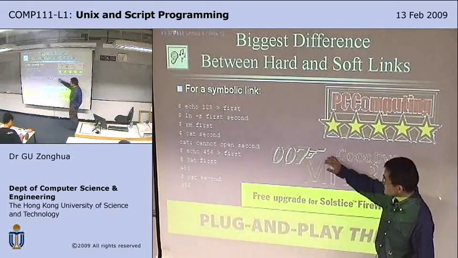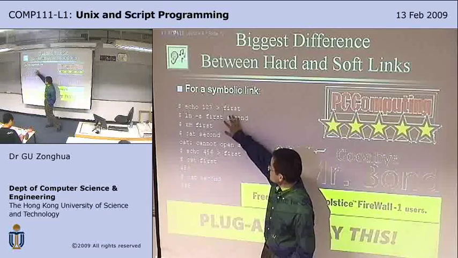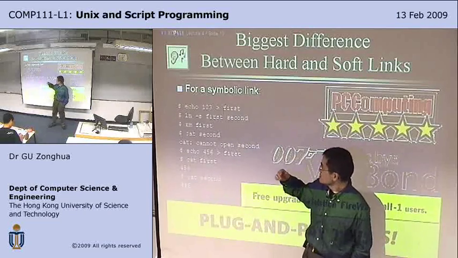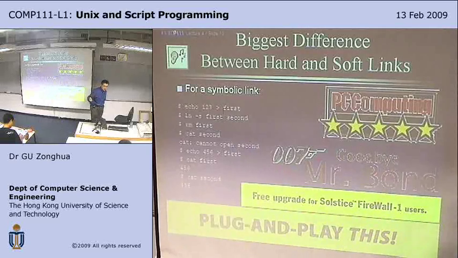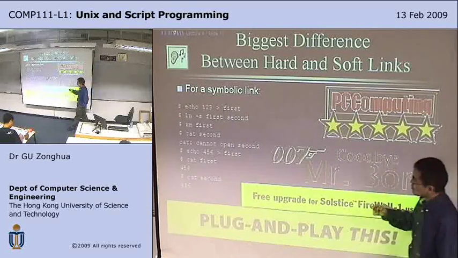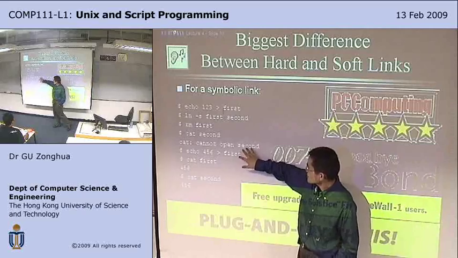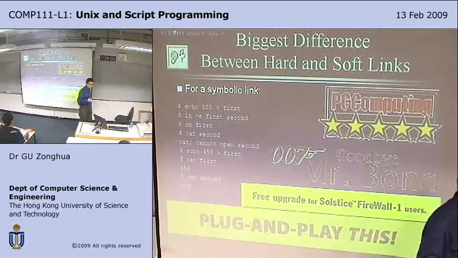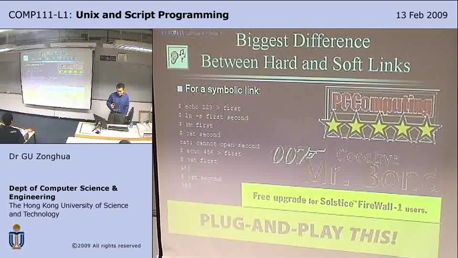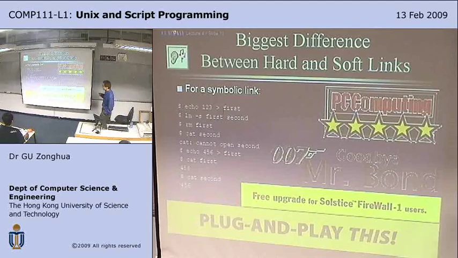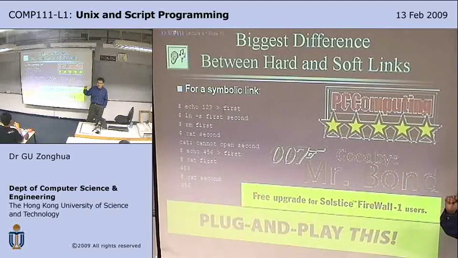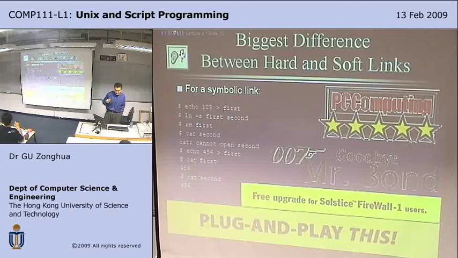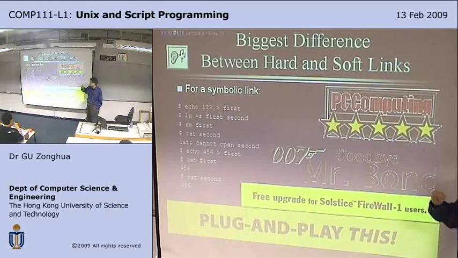So you see what you did here. First you create a file. You create a symbolic link to it. You remove the file. The symbolic link is no longer valid. It's pointing to nowhere. And then you create a new file called first. And this symbolic link becomes valid again. So the reference is by name. Therefore, even if you create a new file, as long as the name is still called first, the link to it is still valid, and the soft link still works.